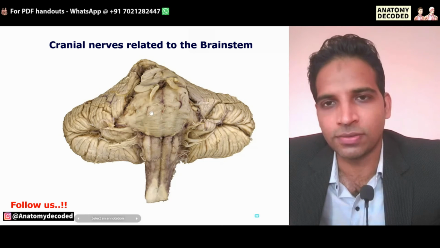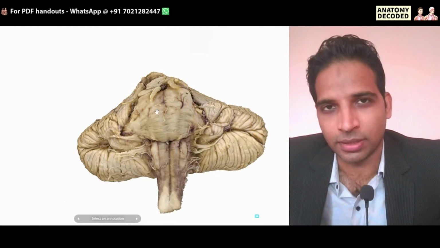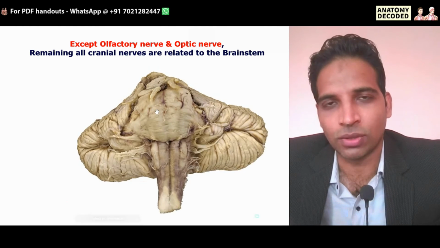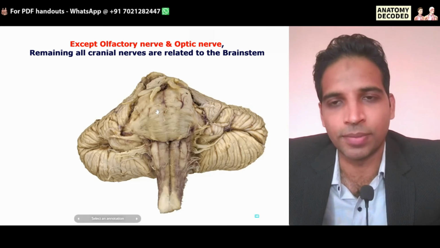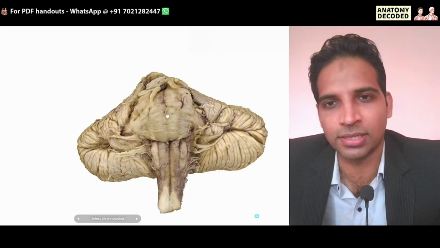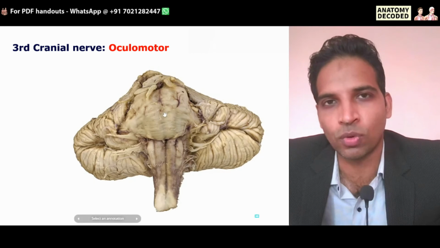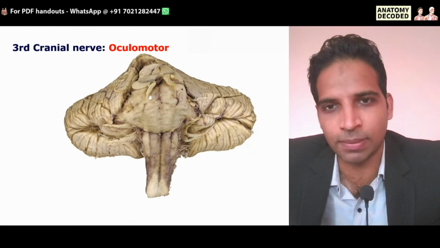There are 12 pairs of cranial nerves, out of which, except the first two, olfactory and optic, all the rest are related with the brainstem. So the brainstem is a very important topic as far as cranial nerves are concerned. Which is the third cranial nerve? The oculomotor nerve. We can see some fibers here.